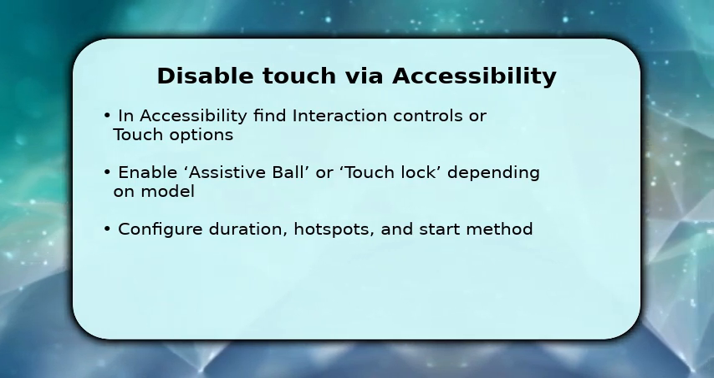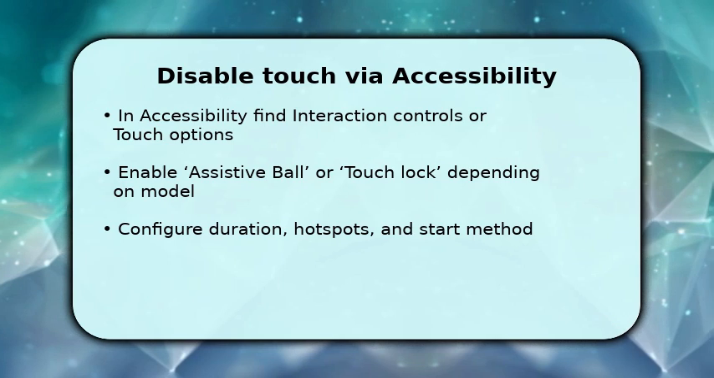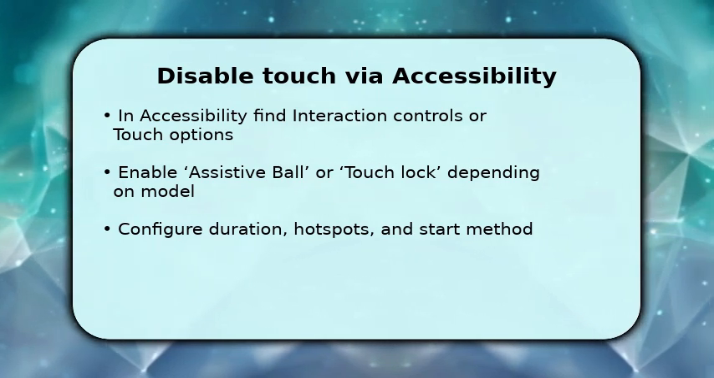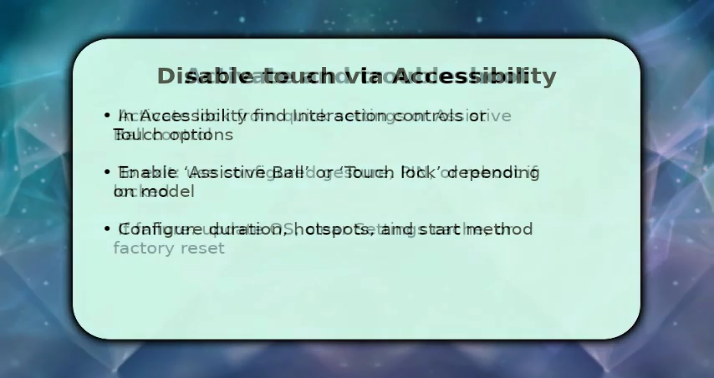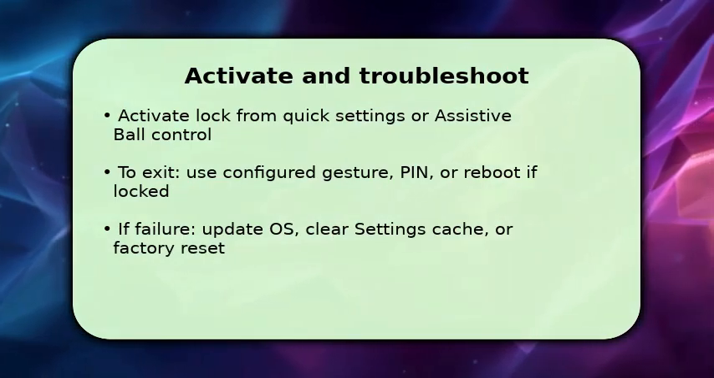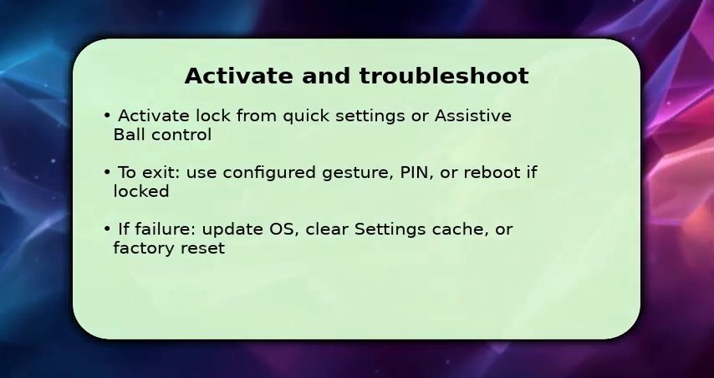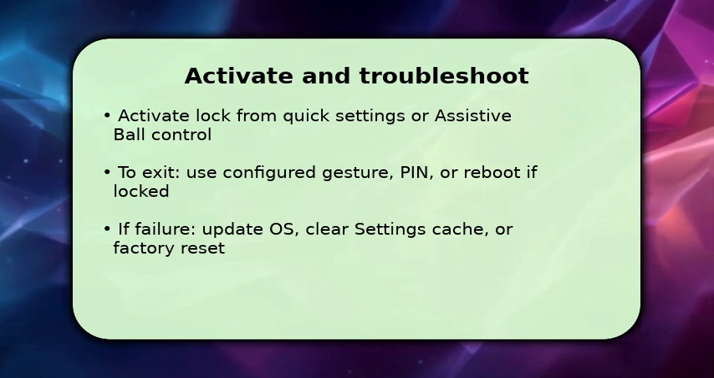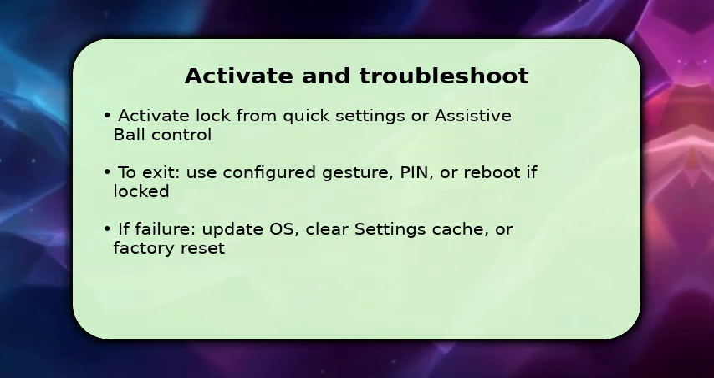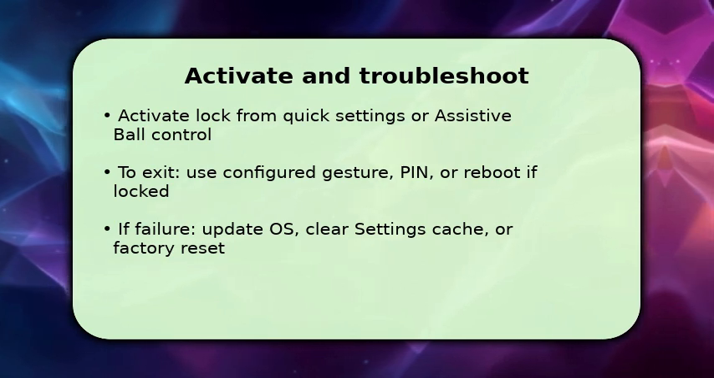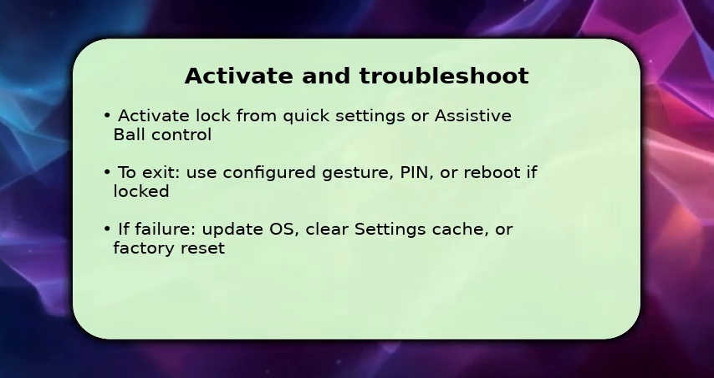After enabling, configure duration and start method so the lock engages only when you need it. Once configured, activate the touch lock via Assistive Ball or the Quick Settings tile. You should see touch input ignored except for the unlock gesture. You do this because it prevents accidental inputs without powering off the screen.